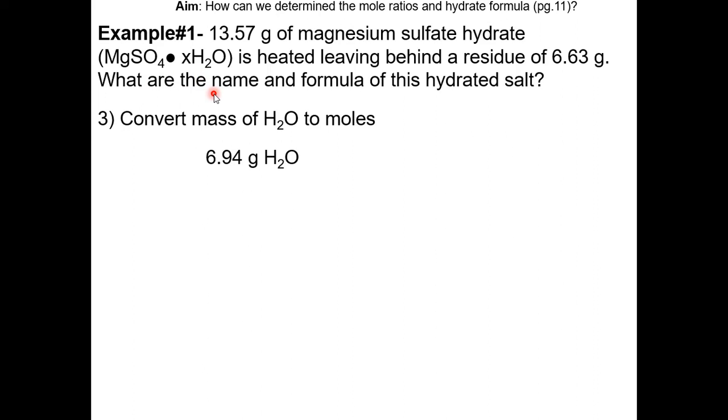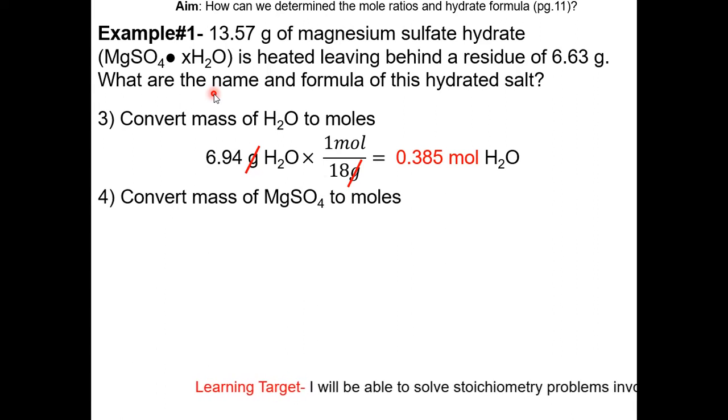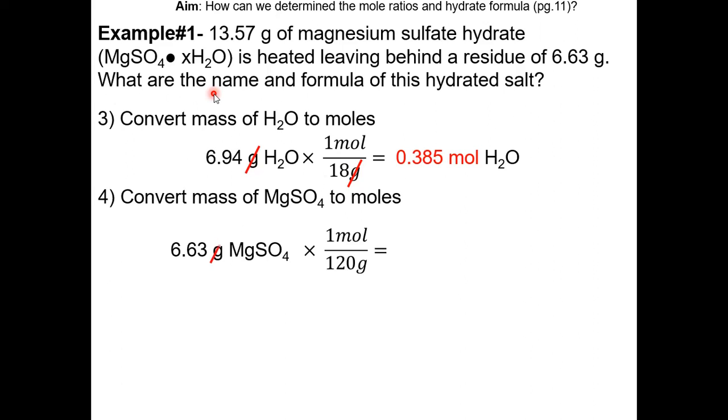So we have 6.97 grams of water. If we use the equation on Table T, we can solve for the amount of moles. We have to convert mass to moles by dividing by the molar mass. We get 0.385 moles of water. The next step is to convert magnesium sulfate to moles. So we have 6.63 grams of magnesium sulfate. We divide it by the molar mass, and we get 0.0553 moles of magnesium sulfate. So this is the mole ratio between the water and the magnesium sulfate.